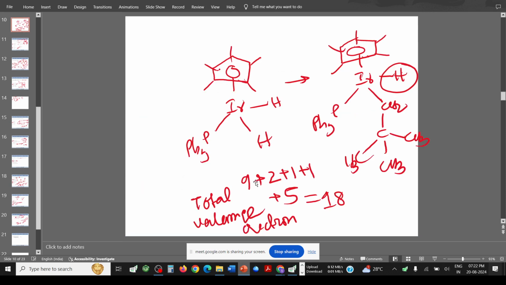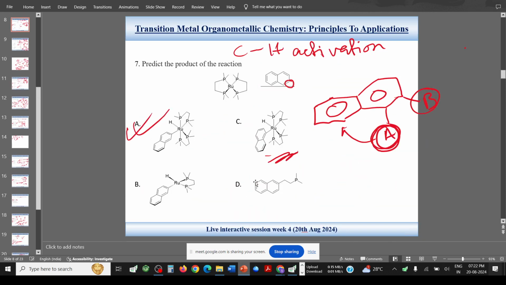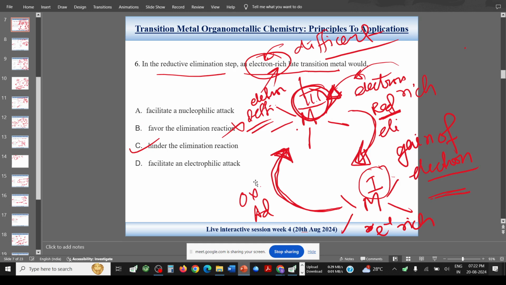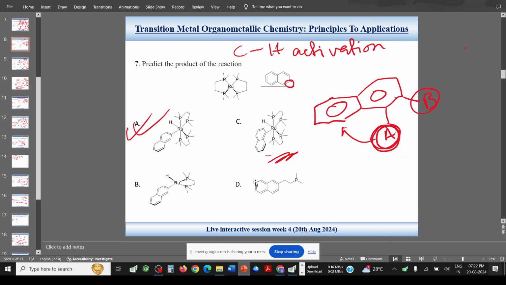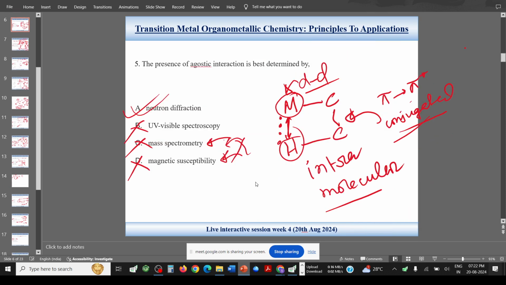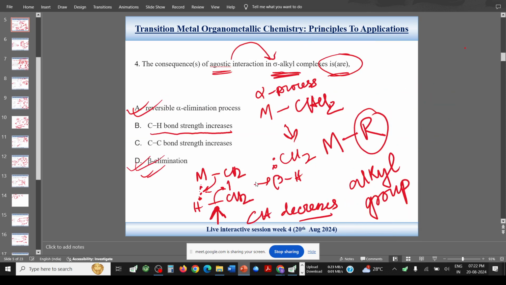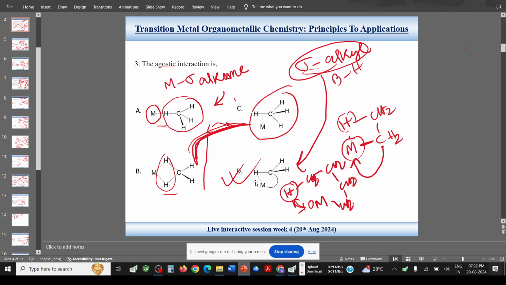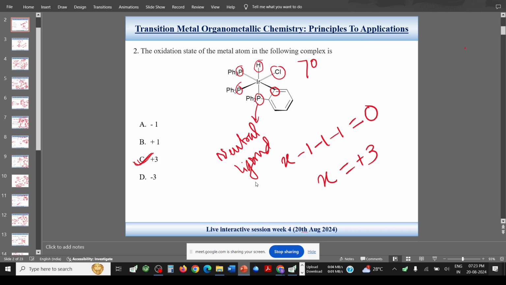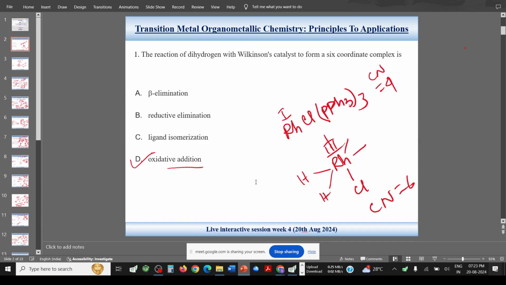Just like that, some complexes are stable, some are not. It is very difficult to say for this type of complex. Also, I have seen in the last series that generally electron deficient, electronically unsaturated complexes undergo reductive elimination, oxidative addition or beta hydride elimination, but 18 electron complexes also undergo beta hydride elimination. There are some few examples, so that's why it is difficult to say.